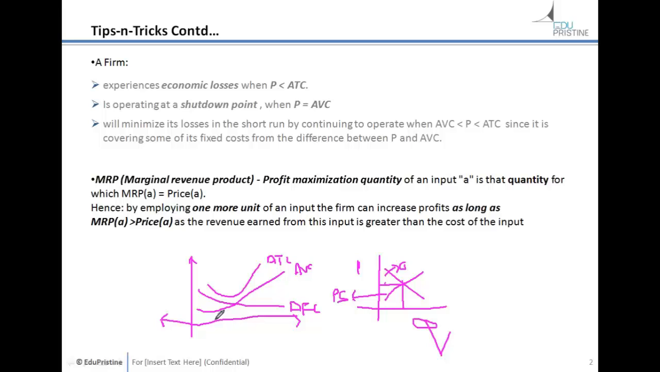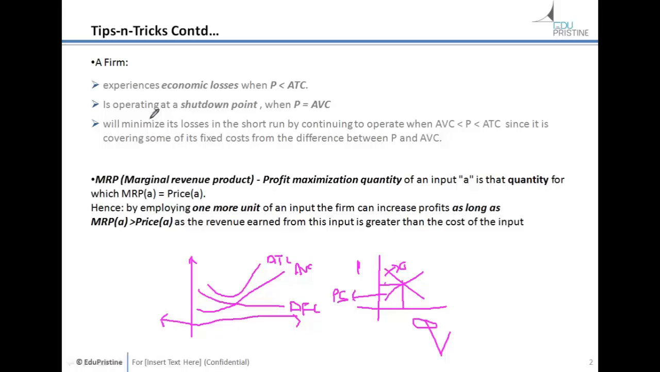Now a firm will experience economic losses when the price which I'm charging is less than the average total cost. That means that I'm not able to recover my average total cost, which is the sum of average fixed cost and the average variable cost. And the firm is said to be operating at a shutdown point when the price is equal to the average variable cost. So if the price goes below the average variable cost, I'm going to shut down the plant, because it does not make any sense if I'm not able to even recover my average variable cost.